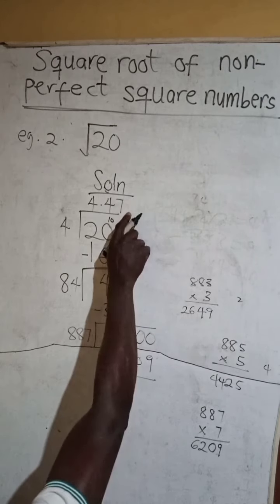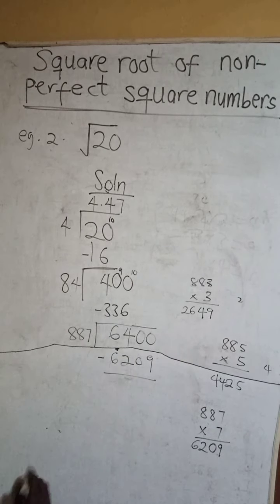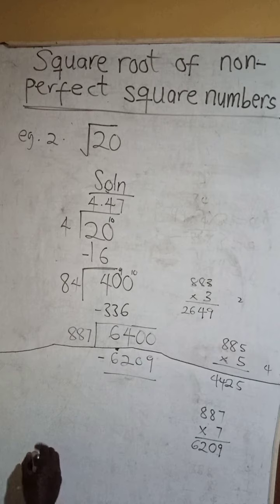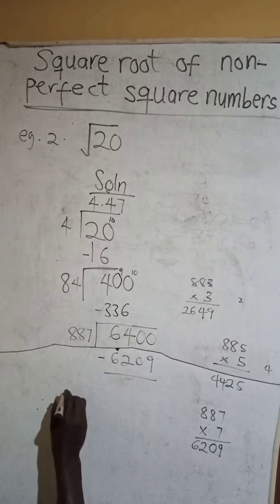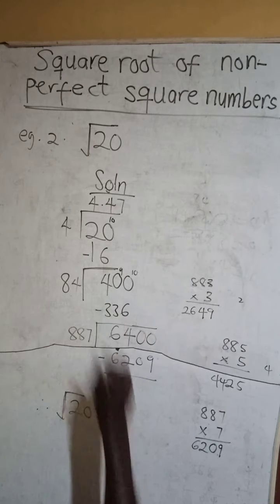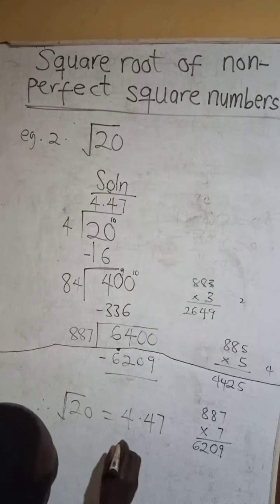You can continue on and on and on, but I decided to leave our answers to 2 decimal places. You can continue using the same approach or procedure. So therefore, we see that the square root of 20 is equal to 4.47.